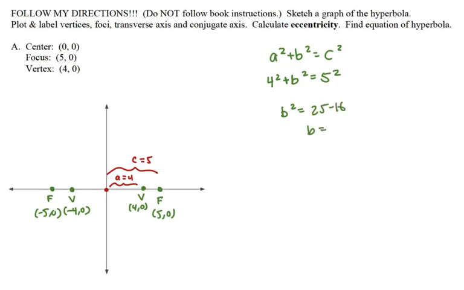So B is equal to 3. Okay, I can write the equation of this hyperbola now. This hyperbola is going to open up left and right. Let's talk about that first, maybe before I write the equation. Okay, B is 3. The distance from the center to the ends of what we would call the conjugate axis.